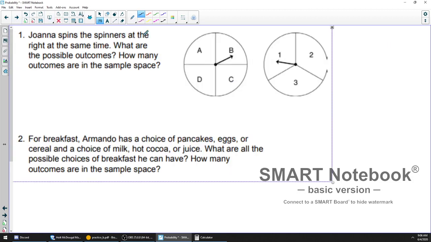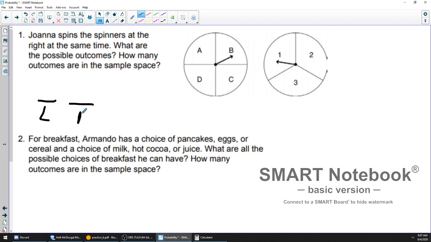Joanne spins the spinner on the right at the same time. She spins this and this. What are the possible outcomes? How many outcomes are in the sample space? So we have two different events going on. We're spinning this letter spinner and number spinner. So I'm going to put L for letter and N for number.